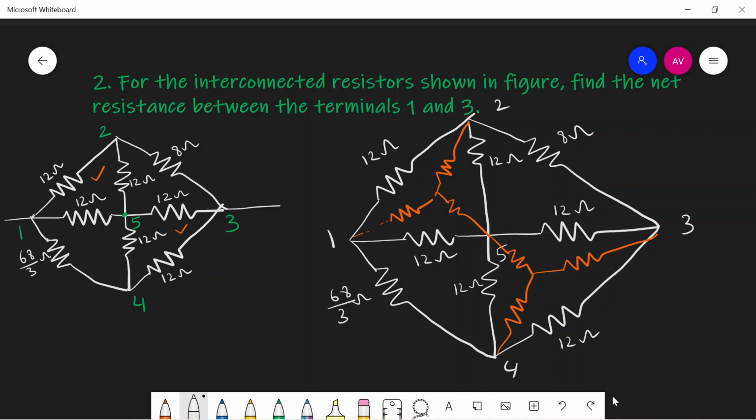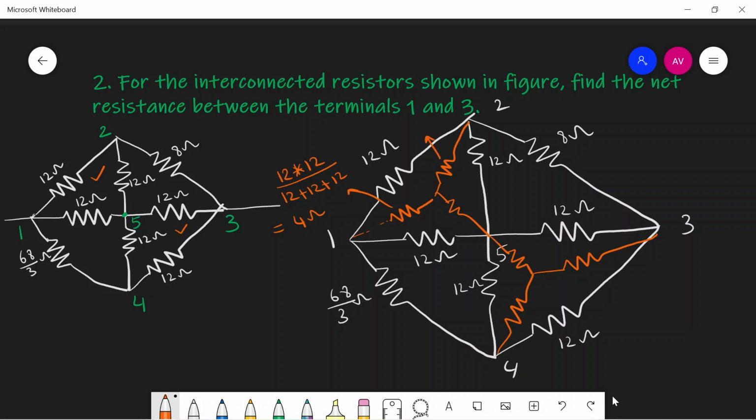Okay, we know the formula for delta to star conversion. Using the formula, we can write each and every element value. Here, this delta network has the resistances which is of equal value, even here which is of equal value. So if you find any one of the resistance values, obviously the others will be equal. So for this, we can write according to formula 12 into 12 divided by 12 plus 12 plus 12, which is equal to 4 ohm.